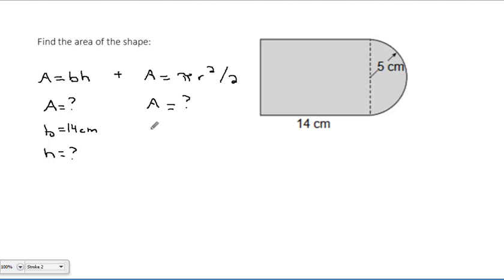But we do know the radius of the circle is 5 centimeters. But we also know that the diameter of a circle is twice the radius. So if this is a half circle, then the diameter must be 5 centimeters plus 5 centimeters, which is equal to 10 centimeters. And the diameter of this half circle must be the same as the height of the rectangle. So the height of our rectangle must be 10 centimeters.